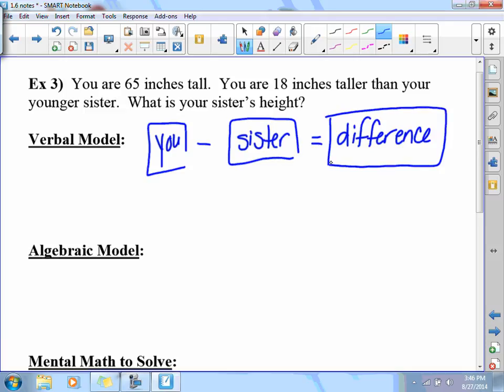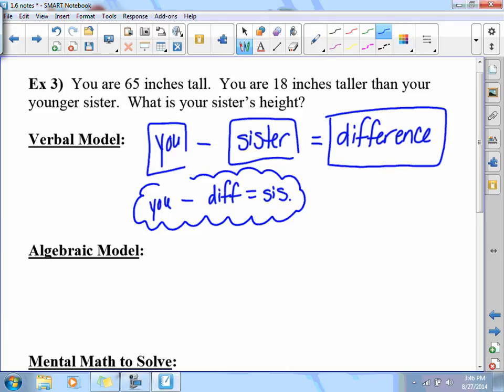You could also do your height minus the difference equals your sister. You could do that as well. That would also be completely correct. You minus the difference equals the sister. Okay, so I'm just going to abbreviate that. So that's another way that you could do this problem. And as we go through these, you might realize that you do a problem one way and somebody else does it a different way, but you get the same answer. That's okay.